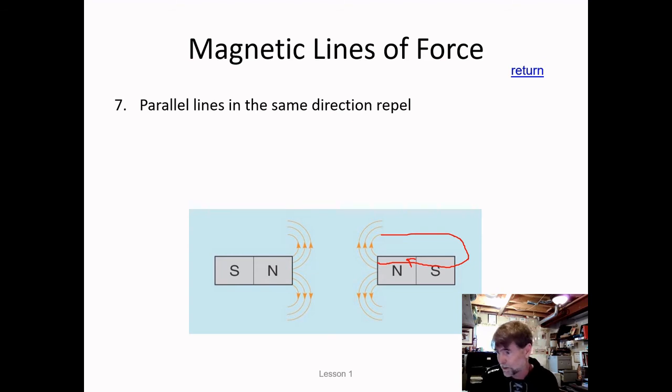We always talk about north to south externally. So there's an arrow there. Okay, now parallel lines in the same direction repel. So from this bar magnet on the right, we have a parallel line right there pointing up. And from this bar magnet on the left, we have a line right there, which is parallel to the other line, also pointing up. So there are two parallel lines of flux in the same direction, and they push against one another. And that is why two north poles or two south poles, okay, like poles repel. It's because of the behavior of these lines of flux.